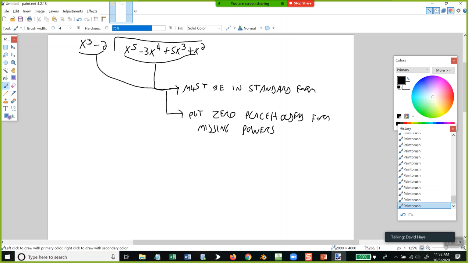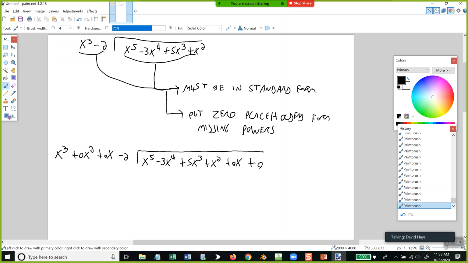For example, what's out in front? We got x to the third minus 2. I'm missing the x squared and I'm missing the x. So I'm going to put x to the third plus 0x squared plus 0x minus 2. And what's underneath? I got an x to the fifth, x to the fourth, x to the third. I got an x squared, but I'm missing my x, so I'll put a 0x, and I'm missing my constant term, so I'll put a 0.